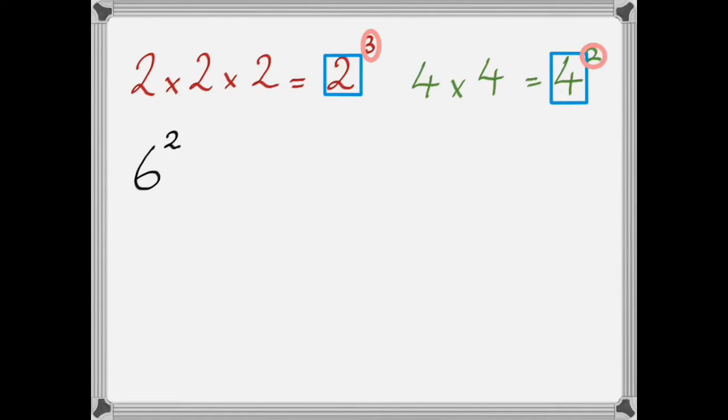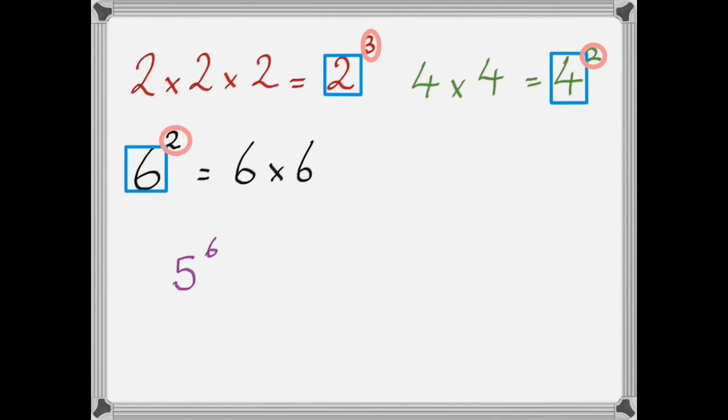So now let's have a look at 6 squared. What would this mean then? Well, 6 to the power of 2, 6 with this little 2 written at the top. This means take 6 and multiply it by itself 2 times. So that's 6 times 6.